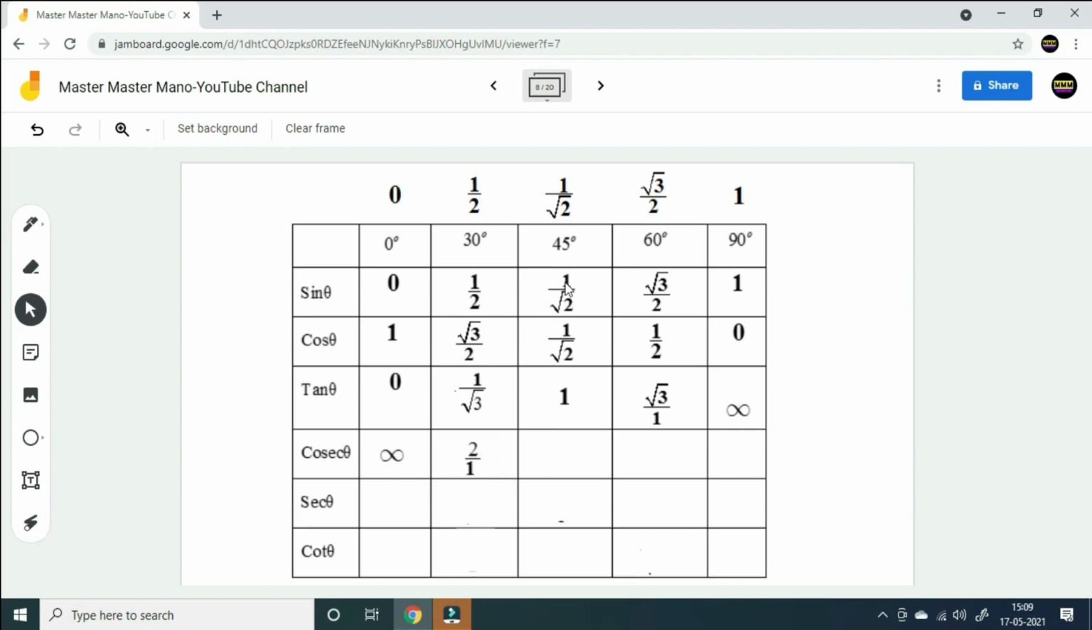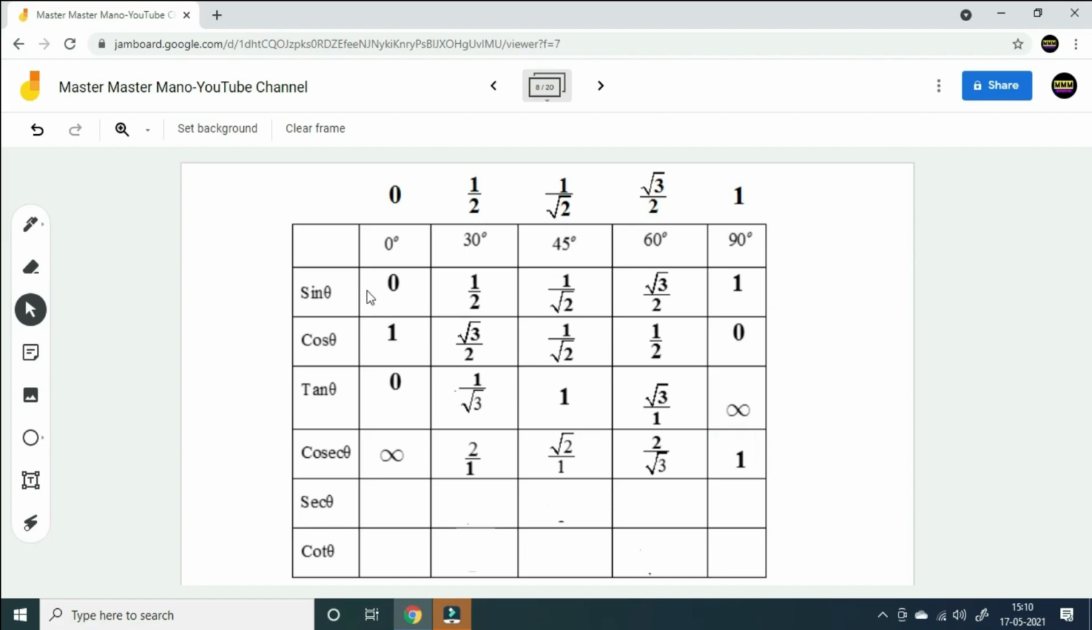For cosecant 45 degree, we have to write the reciprocal value of sine 45 degree, that is the reciprocal of 1 by root 2 is root 2 by 1. For cosecant 60 degree, we have to write the reciprocal value of sine 60 degree, that is root 3 by 2. When written in reciprocal, it will be 2 by root 3. For cosecant 90 degree, we have to write the reciprocal value of 1, that will be 1 only.